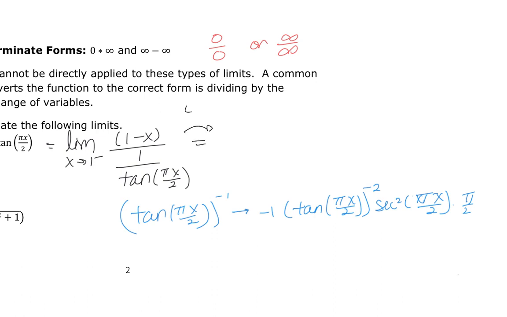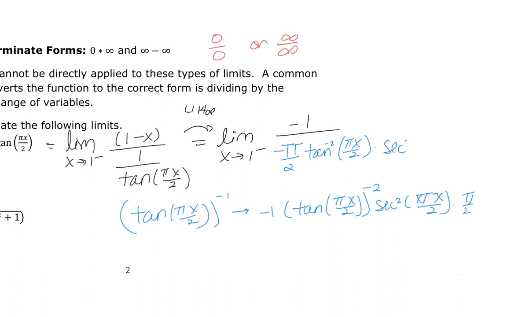So by L'Hopital, I'm going to get the limit as x approaches 1 from the left. The derivative of the numerator is just negative 1. In my denominator, I'm going to have a negative 1 multiplied by pi over 2. So negative pi over 2, the tangent raised to the negative 2 of pi x divided by 2, multiplied by the secant squared of pi x divided by 2.